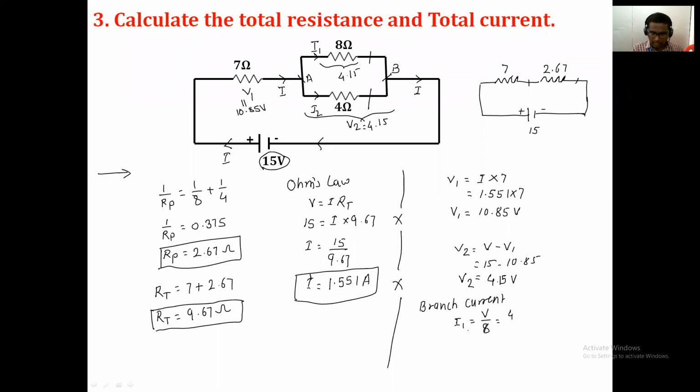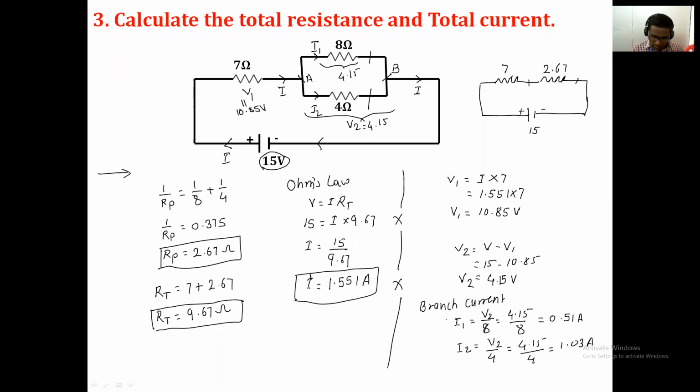या फॉर्म्युलेमध्ये मी लिहिलाय I1 is equal to, better way I can write it down, V2 divided by 8. कारण त्या 8 ओहमच्या अक्रॉसचं व्होल्टेज किती ठरवलेलं आहे आपण? हे V2 ठरवलेलं आहे, which is nothing but 4.15 divided by 8, so that I1 is equal to 0.51 ampere. And then I2 is equal to V2 divided by 4, which is equal to 4.15 divided by 4, which is equal to 1.03 ampere, something like that.